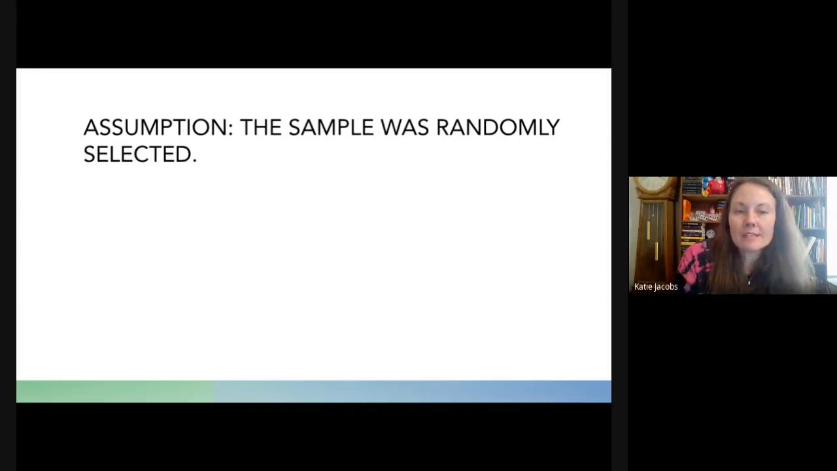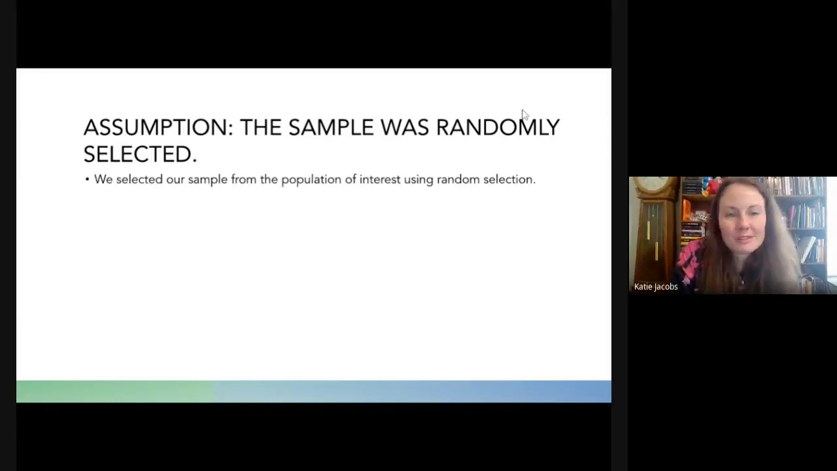Another assumption we have is that the sample was randomly selected. This good old assumption that never goes away. This basically means we select our sample from the population of interest using random selection. What were our 3 types of sampling methods that we learned about in chapter 1? If you said random selection, convenience sampling, and snowball sampling, you are 100% correct, and that's great.